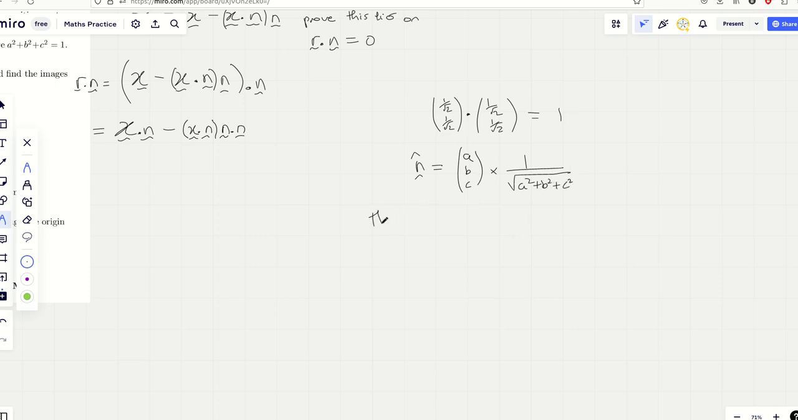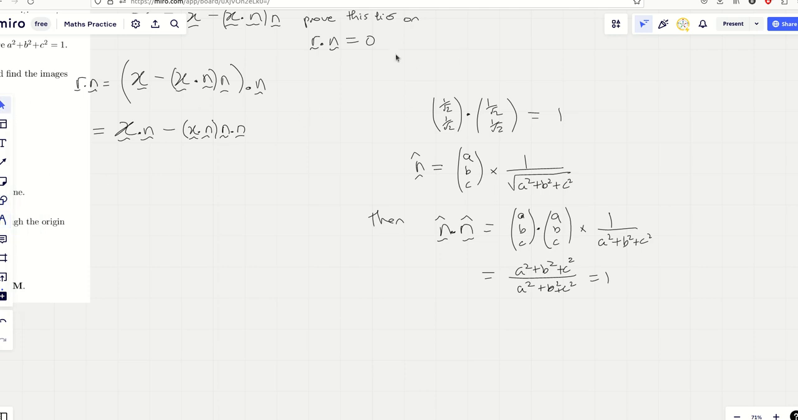Then n hat dotted with n hat equals that multiplied by itself. Remember that we have (a, b, c) dotted with (a, b, c), and then we can multiply the scalar components together at the end. When you multiply that by itself, you have 1 over a squared plus b squared plus c squared, and so we've got a squared plus b squared plus c squared from the dot product over a squared plus b squared plus c squared, and that equals 1. So whenever you dot a unit vector with itself, you get the answer 1.